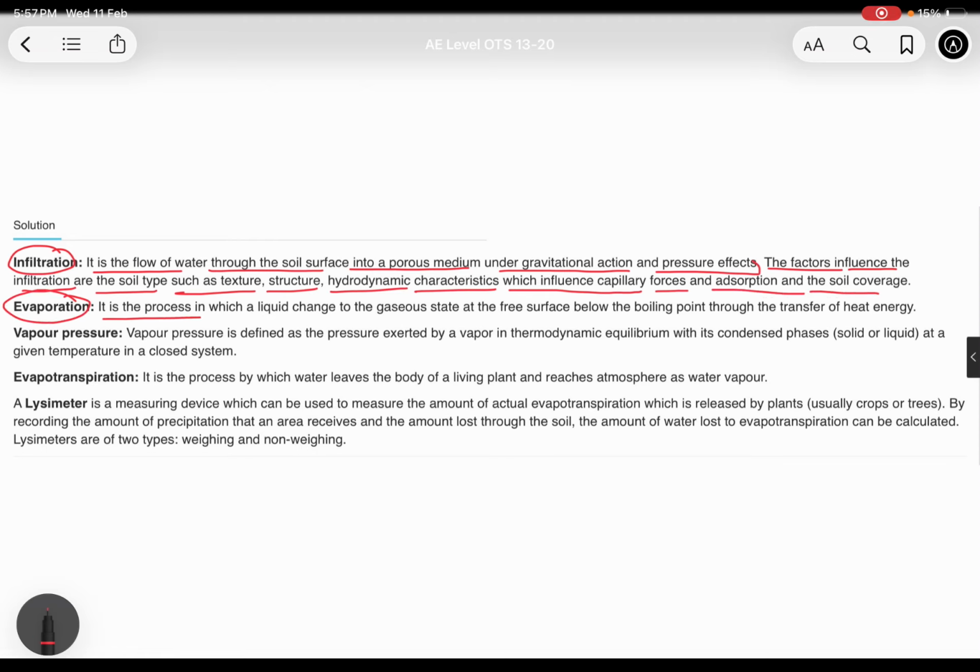Evaporation is the process in which a liquid changes to the gaseous state at the free surface, below the boiling point, through the transfer of heat energy. Vapor pressure is defined as the pressure exerted by the vapor in thermodynamic equilibrium with its condensed phase, solid or liquid, at a given temperature in a closed system.